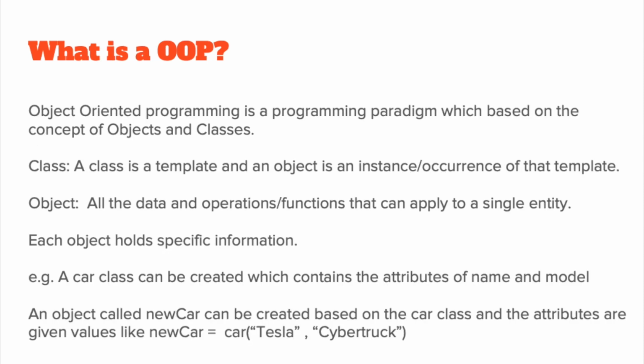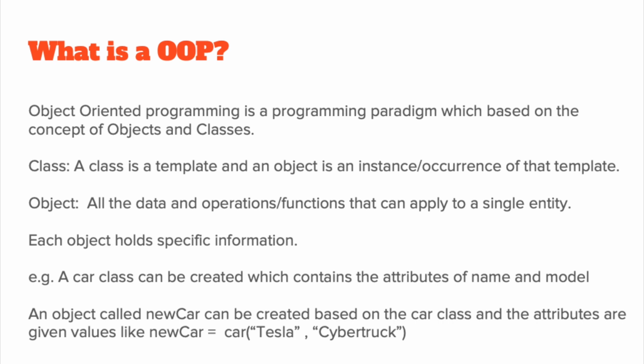So what exactly is object-oriented programming? Well, it's a programming paradigm which is based on the concept of objects and classes. So what's a class? Well, a class is basically a blueprint or a template, and an object is an instance or occurrence of that particular template. All the data and operations that can apply to a single entity are part of an object, but these are defined in the class itself. Each object holds specific information about a particular entity.